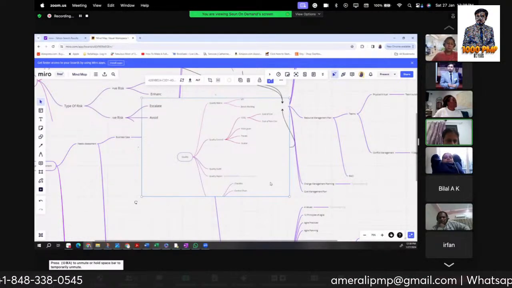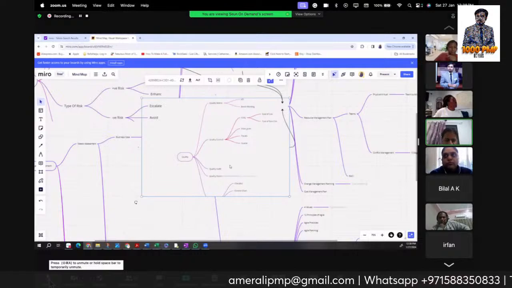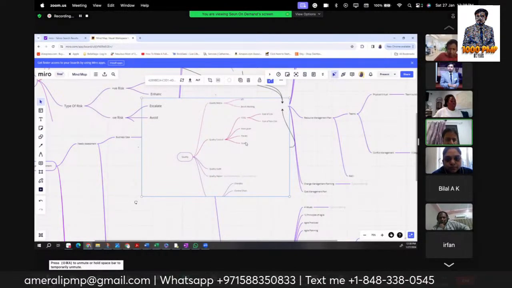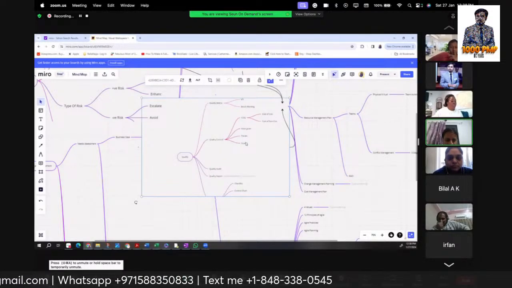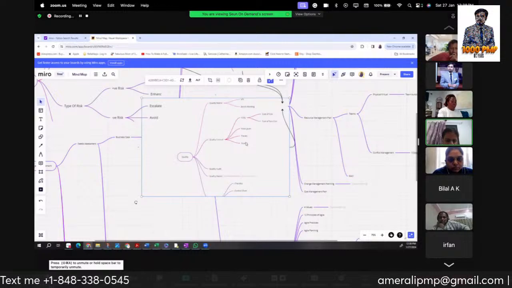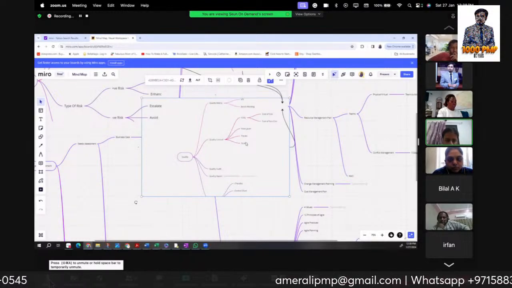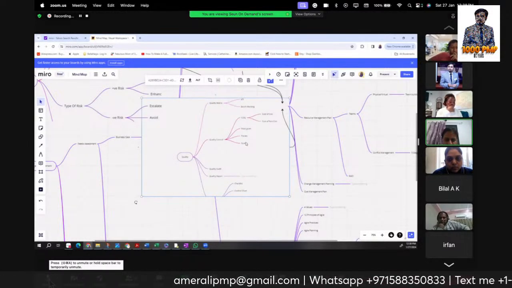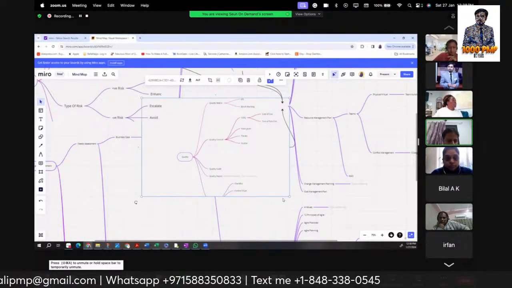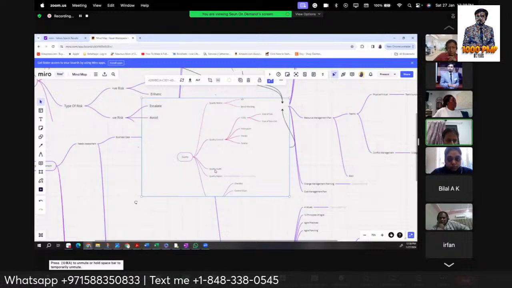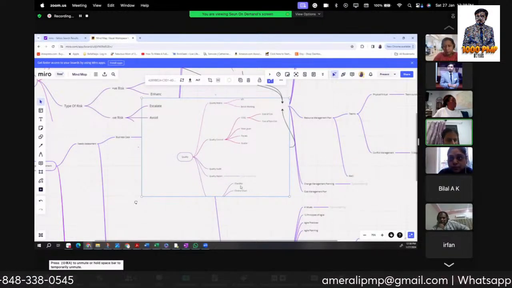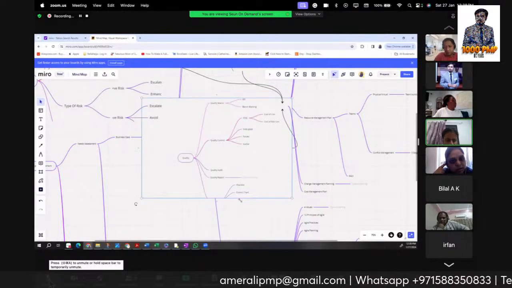The second parameter is quality control, meaning what tools we are using to control quality. So it is histogram, Pareto chart, scatter diagram, and COQ. COQ means cost of conformance and cost of non-conformance. And quality audit is also there. Quality report is also considered in quality management.